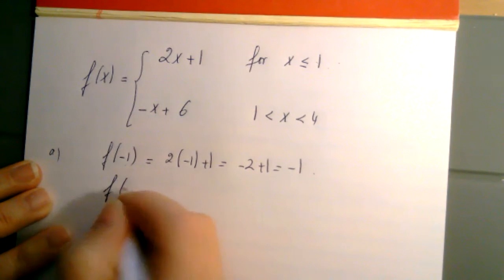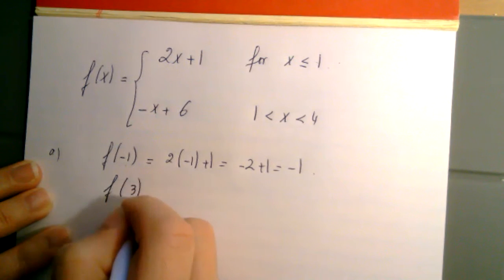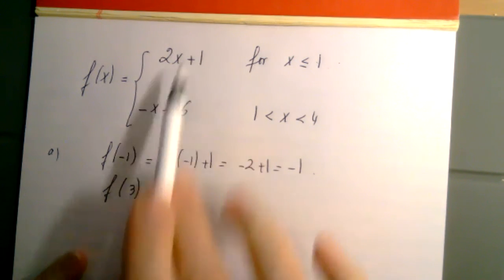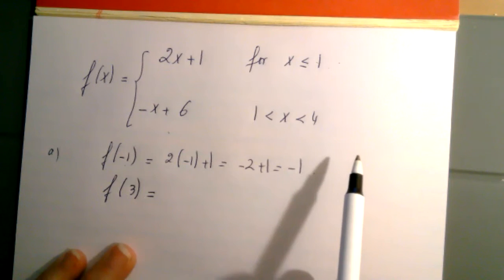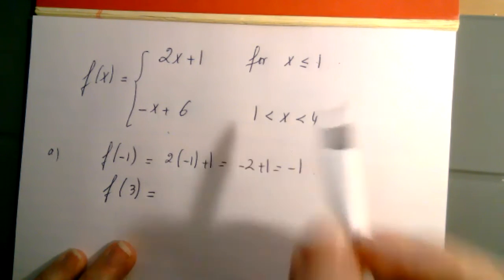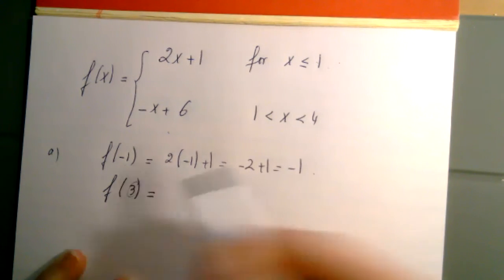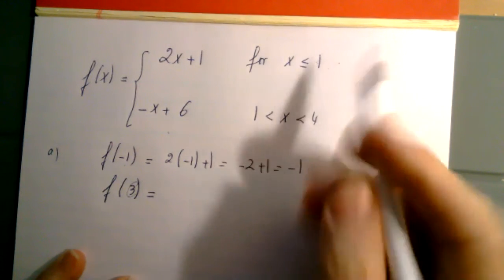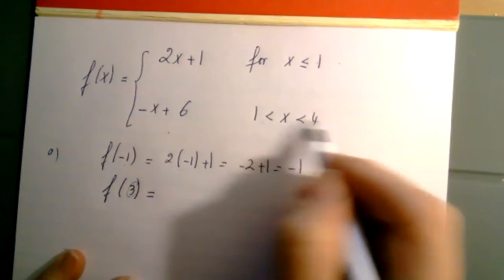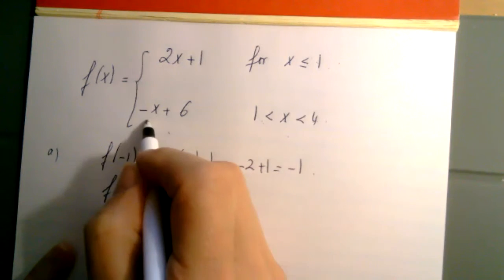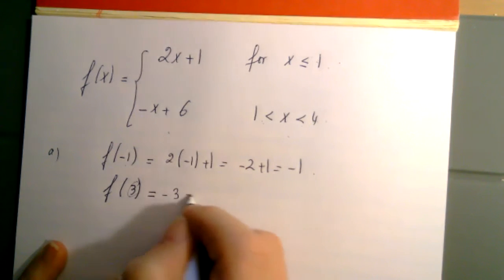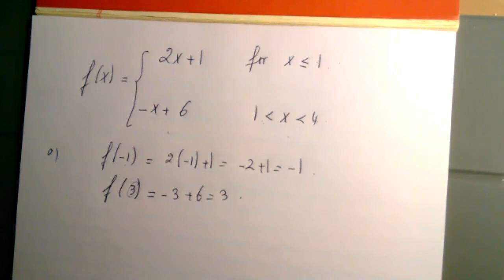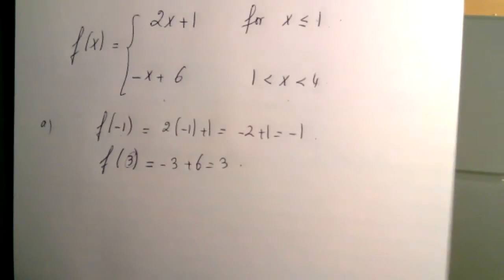So what is f of 3? Which rule do we use, this or that? The bottom one, because 3 is the x value. Which property does it satisfy, this property or that property? 3 definitely verifies this property because it's between 1 and 4. So the rule tells me to take minus x plus 6, which is equal to 3. So that's how we work with those ones. That's how we read them.